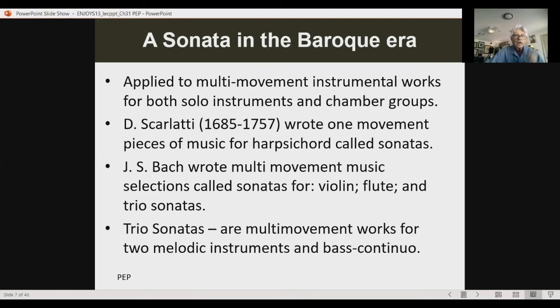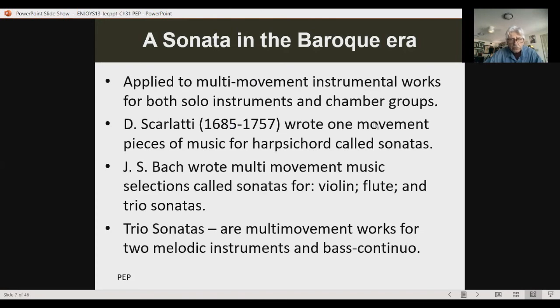Okay, now the word sonata. In the Baroque period, they used the word sonata, and it's different than the way we're going to use it here in the classical period. But the term was applied to multi-movement instrumental works for both solo instruments and chamber works. This composer and a number of other composers, noted that he's born the same year as Bach and died 7 years later, right? J.S. Bach.